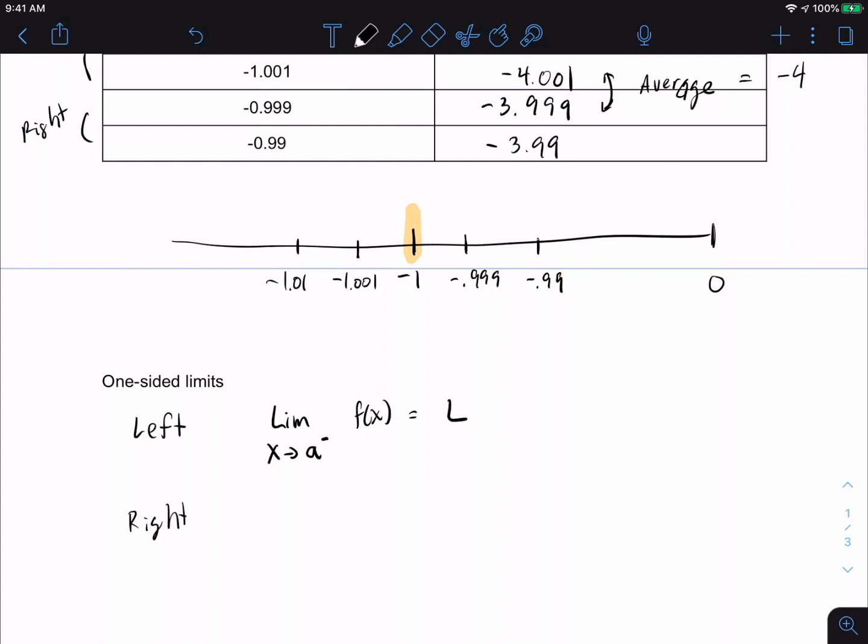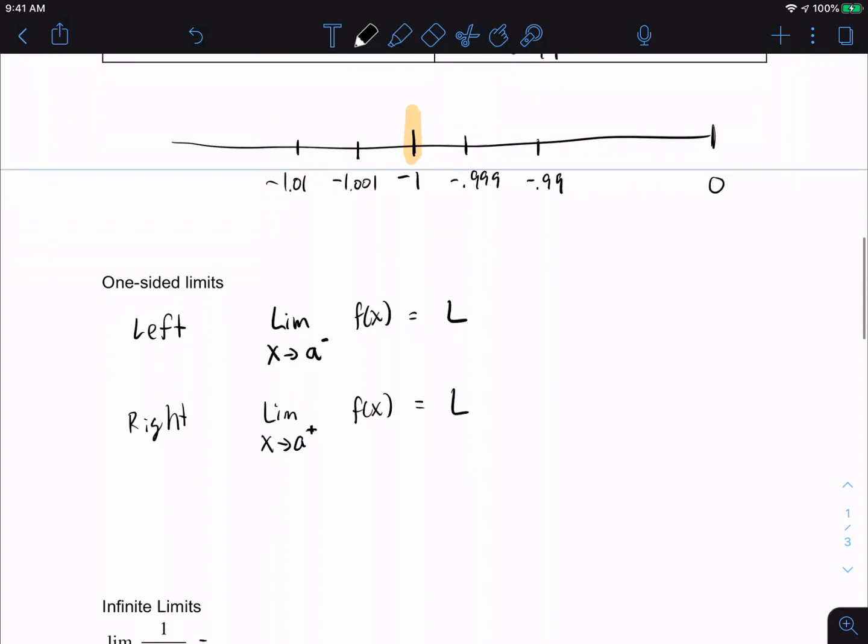If I'm going to come from the right, I'm going to have the limit as x approaches a, and how I know I'm coming from the right, I'm coming from the positive side, of f of x, and this is going to be equal to L. And these L's aren't necessarily the same. Okay? All the L represents there, all it means is limit. Okay? This is the goal.